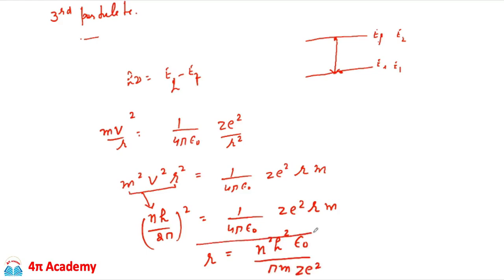So this is a very important relation. A numerical from this relation can generally come in the exam. This is the same form which we have derived in the previous slide. Now the value of this Bohr radius is directly proportional to n square. So, for example, the radius of the second orbit is 4 times that of the first orbit.